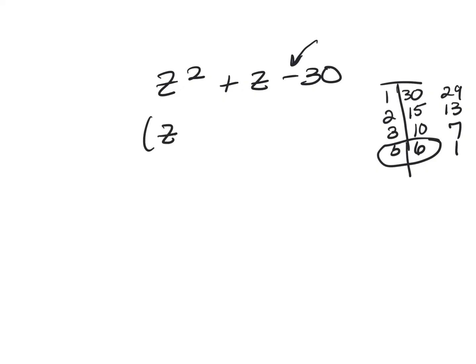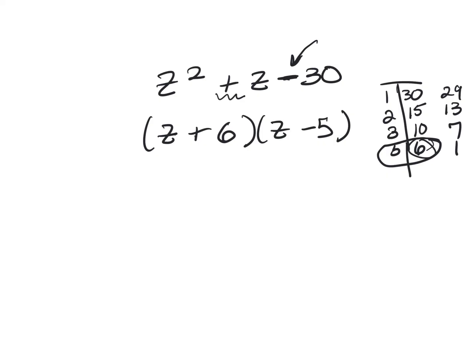This is going to be z, 1 plus, and 1 minus to give me the negative here. I need a 5 and a 6. Because this is a positive, the bigger number goes with the positive. And that should be there.